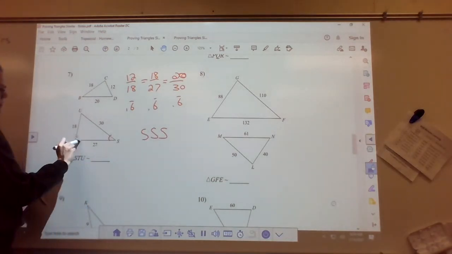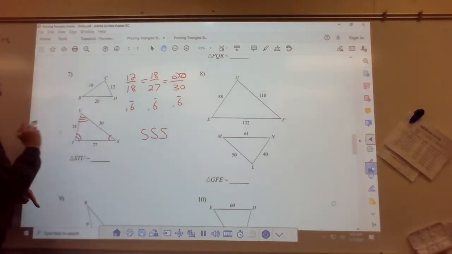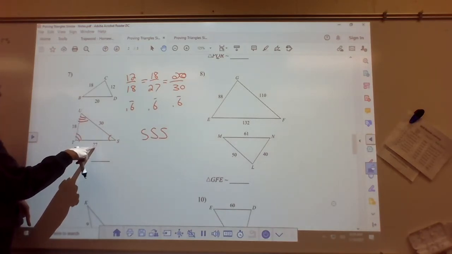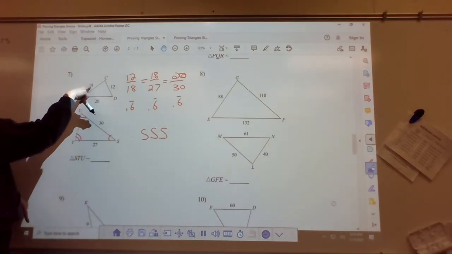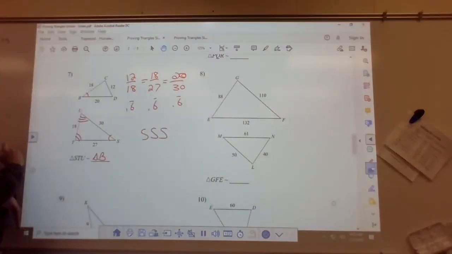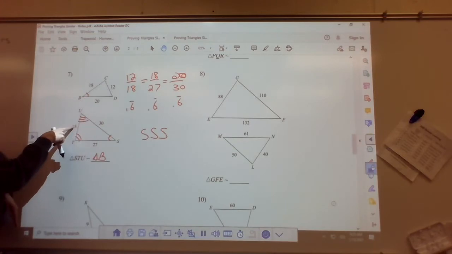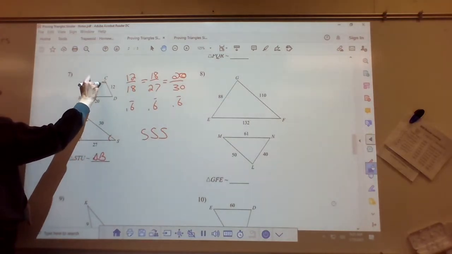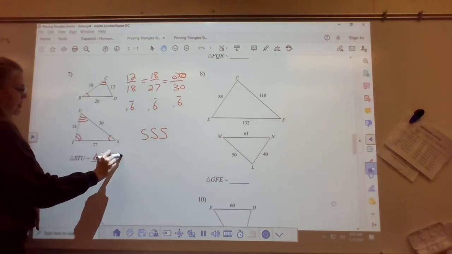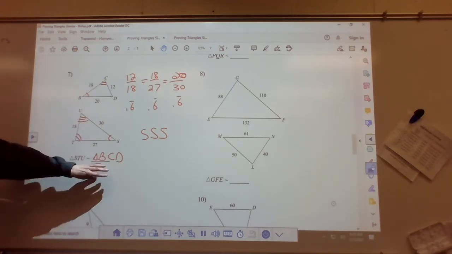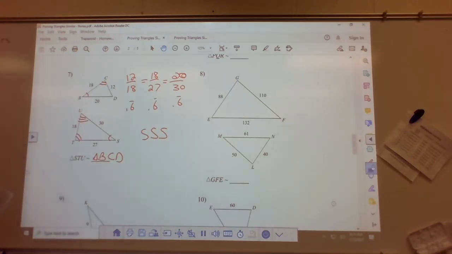S, T, U. S is between the biggest and the middle. So between the biggest and the middle, I'm going to mark the B. T is between the small and the middle. So between the small and the middle, I'm going to mark the C. So B, C, D. That's my similarity statement. And like I said, you've got to get those in the right order.